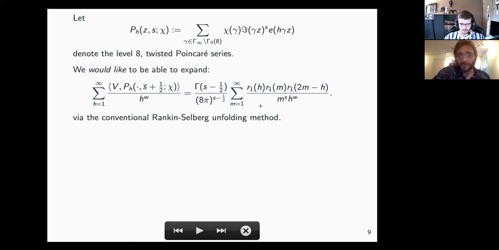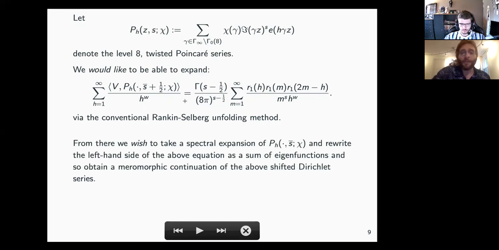This series is the series we're trying to get, and we can get at it exactly by considering these inner products and then summing over H. From there, we would wish to take a spectral expansion of the Poincaré series and rewrite the left-hand side of the above equation as a sum of eigenfunctions of the Laplacian, and then obtain a meromorphic continuation of the series on the right. And that is our strategy.